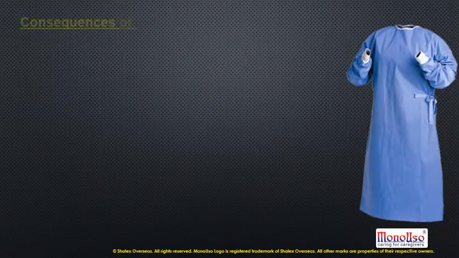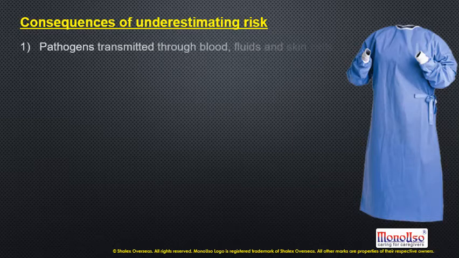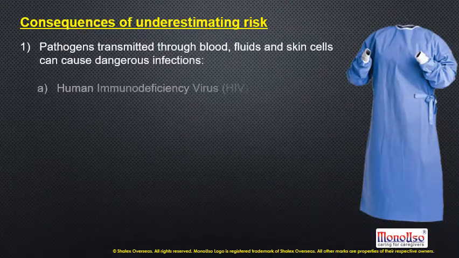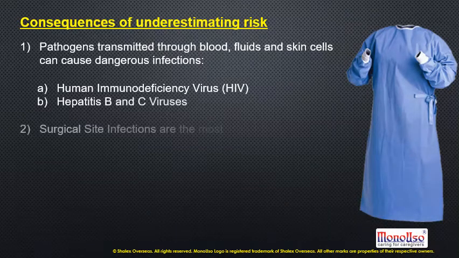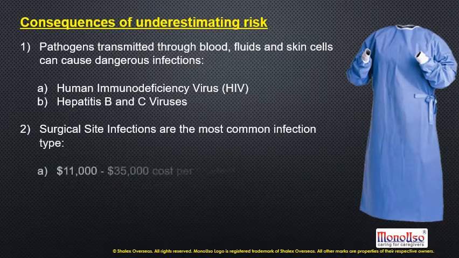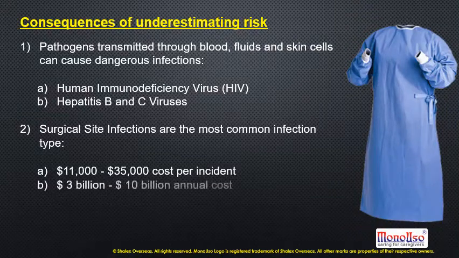Now we'll discuss underestimating the seriousness of consequences. Pathogens transmitted through blood, fluids, and skin cells can cause dangerous infections such as HIV and hepatitis B and C. Surgical site infections are the most common infection type, costing as much as $11,000 to $35,000 per incident, and an extra burden of $3 billion to $10 billion annually.